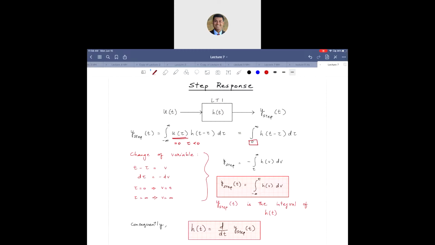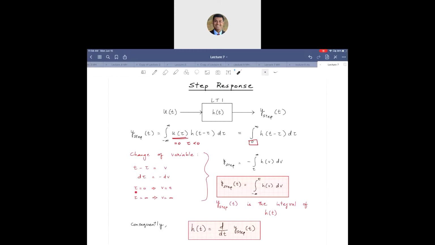Let us apply a change of variable because we want it in the form of h of x dx. Right now it is in the form of h of t minus tau d tau. So we can do a change of variable quickly. Instead of t minus tau, we change the variable to v. So negative d tau will be dv, or d tau will be negative dv.